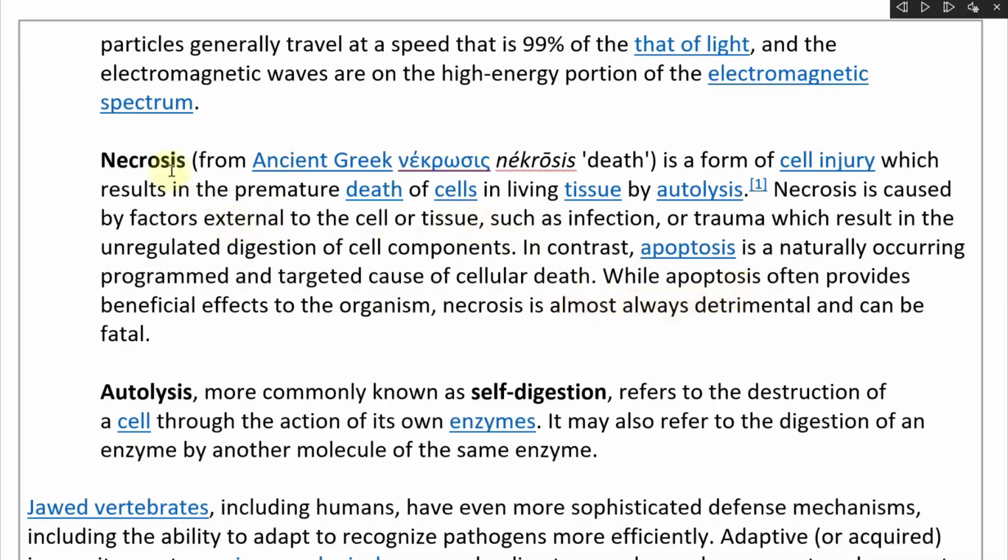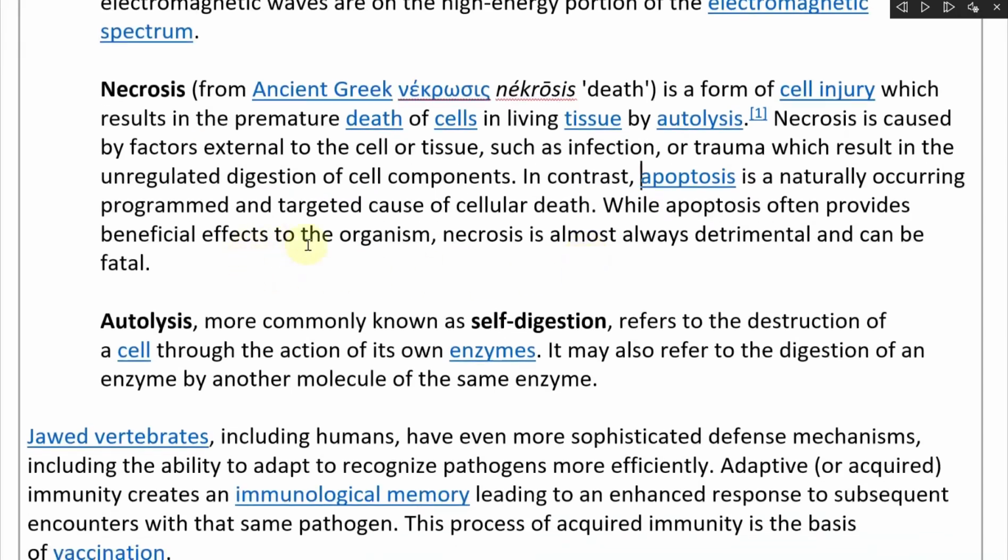So, necrosis is a premature death of cells caused by injury, external factors, infection, trauma, etc., which result in unregulated digestion of cell components. But apoptosis is a naturally occurring programmed and targeted cellular death. Very interesting. And then now this is by living tissues by autolysis.